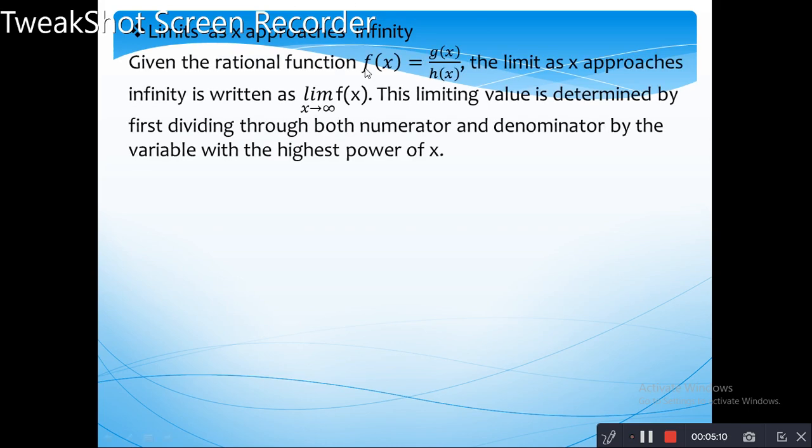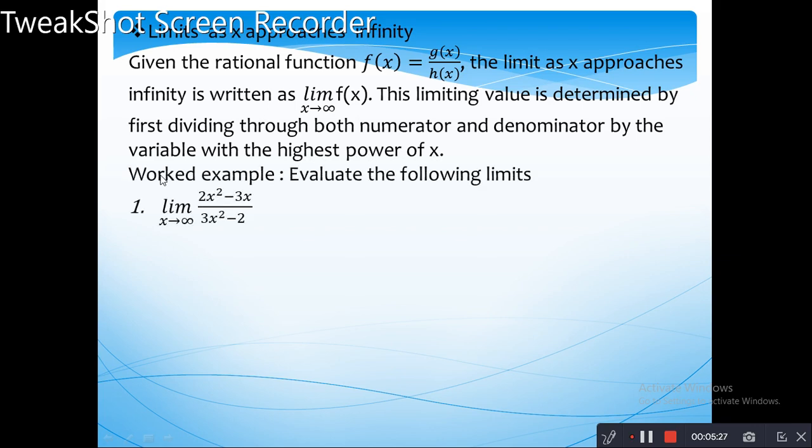Limit as x approaches infinity. Let's see what the limit is at infinity. Given the rational function f of x equal to g of x over h of x, the limit as x approaches infinity is written as this. Now this limiting value is determined by first dividing through both numerator and denominator by the variable with the highest power of x. Let's see something so we can understand what I'm talking about.